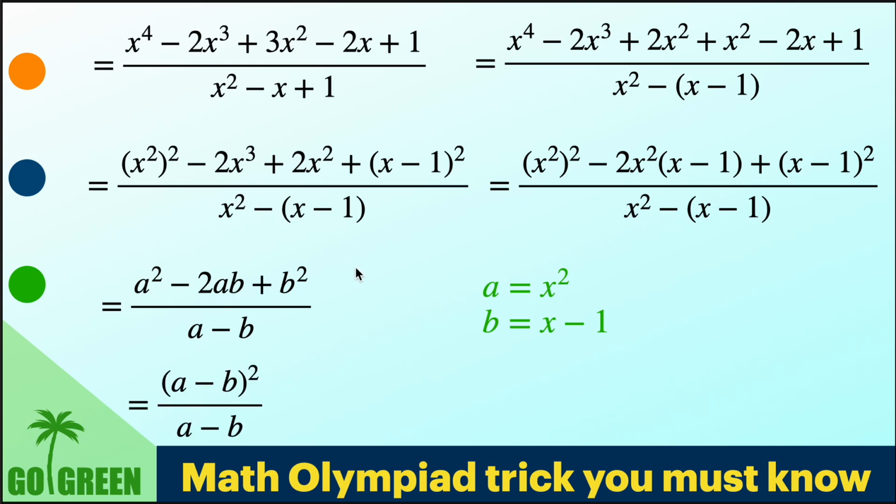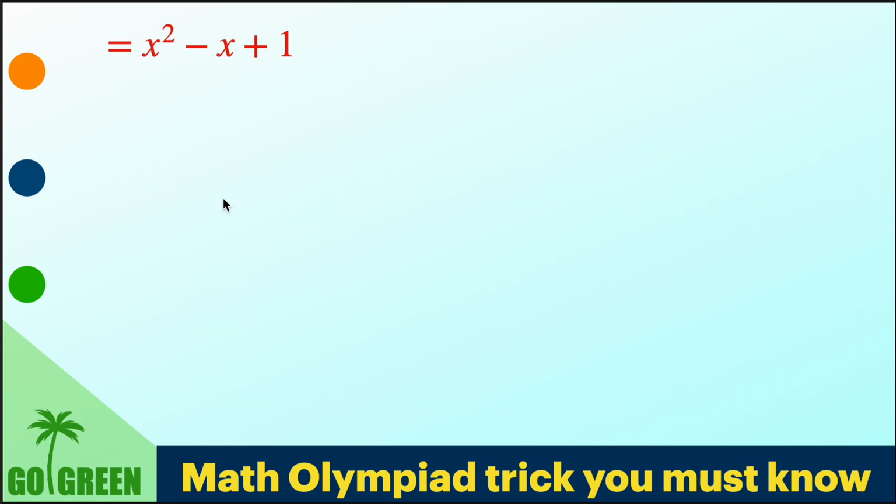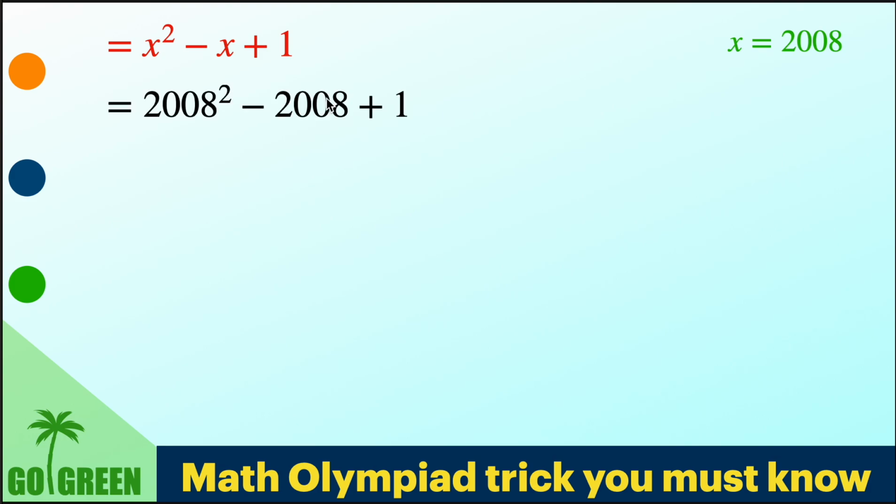Perfect. So now if you see, in the numerator you have a minus b whole square, and in the denominator a minus b, which is nothing but just a minus b. But a was x square, b was x minus 1, right? So this is nothing but x square minus x minus 1, which is just x square minus x plus 1. Okay, so now what we get is x square minus x plus 1, but the value of x is 2008. So the expression becomes, after replacing the x value, 2008 square minus 2008 plus 1.